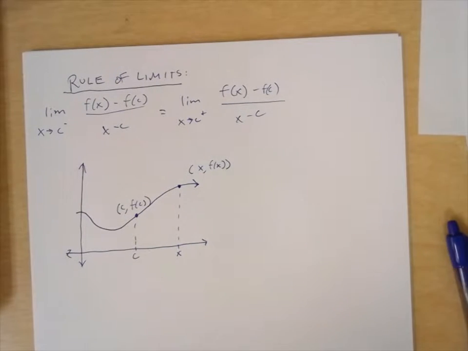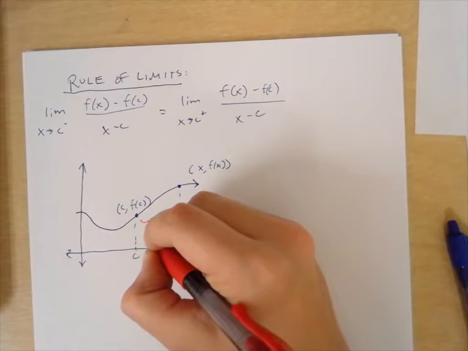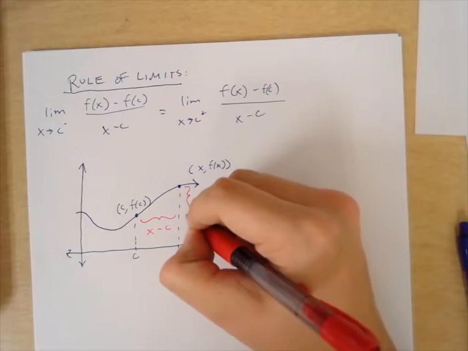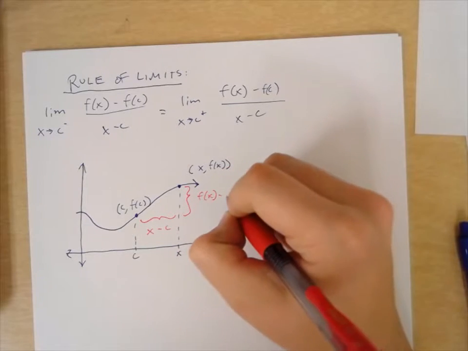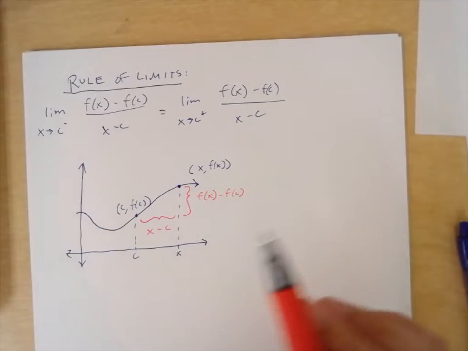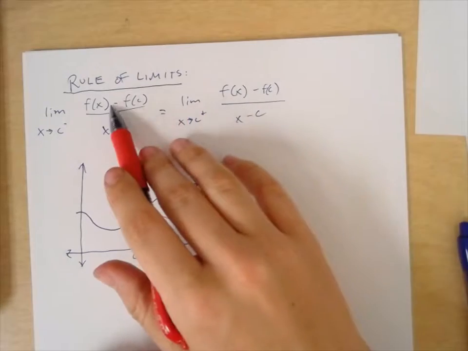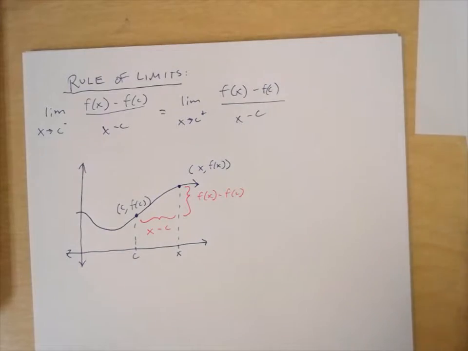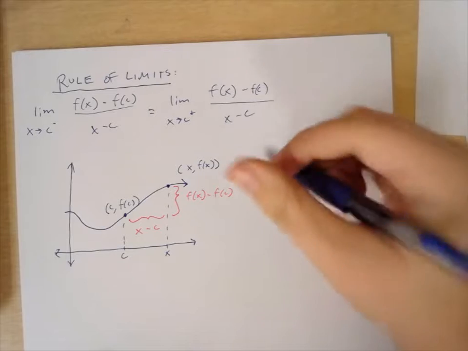And what we have going on here, from here to here, we can call this the difference of x minus c. And from here to here, we can call this the difference of f of x minus f of c. Hence, our new way of looking at the rate of change formula. Change in y over change in x. And we can write a statement next to this to explain why the limits should be the same.